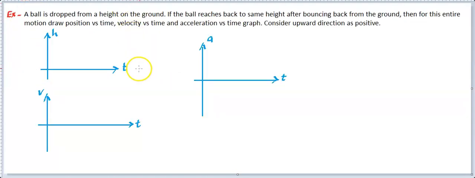So here is one more example related to this graph, and it reads like this. A ball is dropped from a height onto the ground. The ball reaches back to the same height after bouncing back from the ground. Then for this entire motion, draw the following graphs. Position versus time graph is one that we need to draw. Velocity versus time is another. Acceleration versus time is another. And we need to consider the upward direction as positive. And the question will also indicate where to choose the origin.